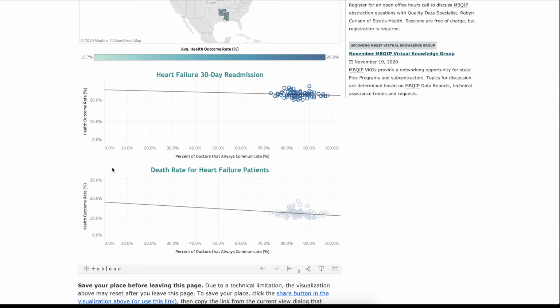Nonetheless, communication appears to influence health outcome rate at both death rate for heart failure patients as well as heart failure 30-day readmission.